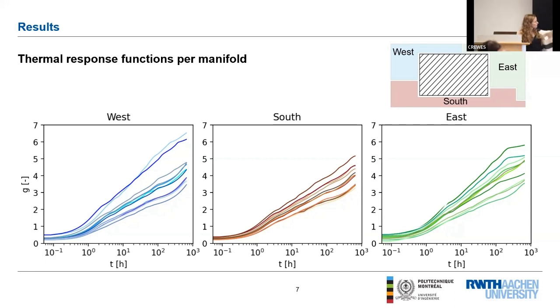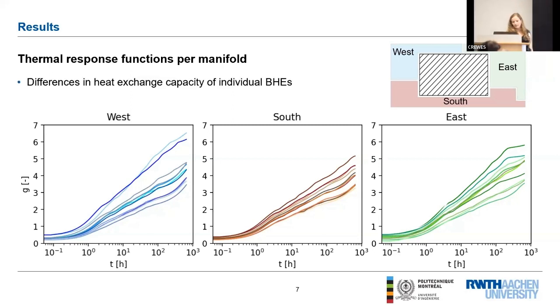So in this western shaft, the blue lines, there are 2 boreholes that have a worse heat exchange capacity than the other ones down there, which correspond more to the G functions from the southern manifold. So those G functions show differences in the heat exchange capacity of the individual boreholes.